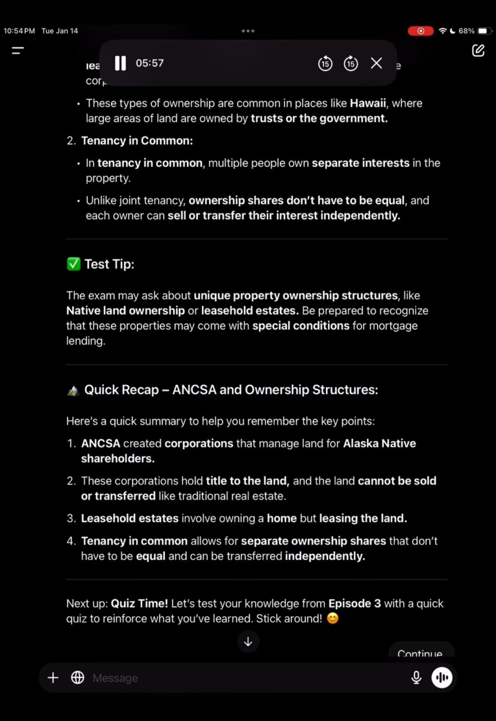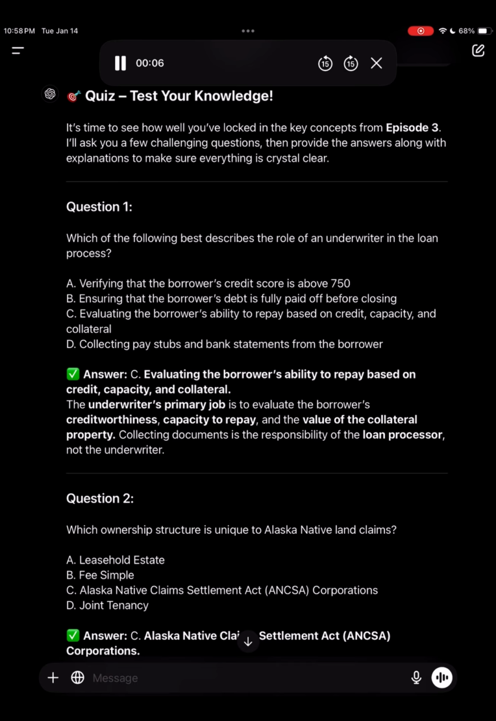Next up, quiz time. Let's test your knowledge from episode 3 with a quick quiz to reinforce what you've learned. Stick around. It's time to see how well you've locked in the key concepts from episode 3. I'll ask you a few challenging questions, then provide the answers along with explanations to make sure everything is crystal clear.